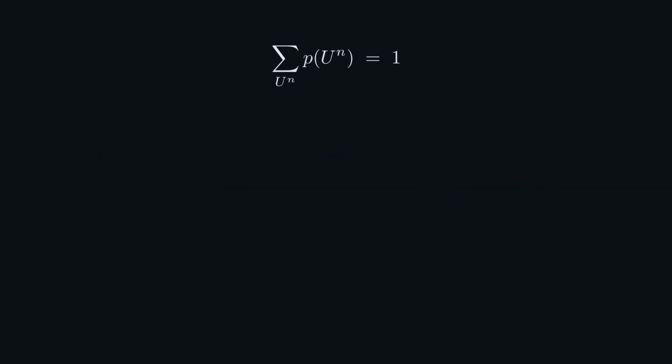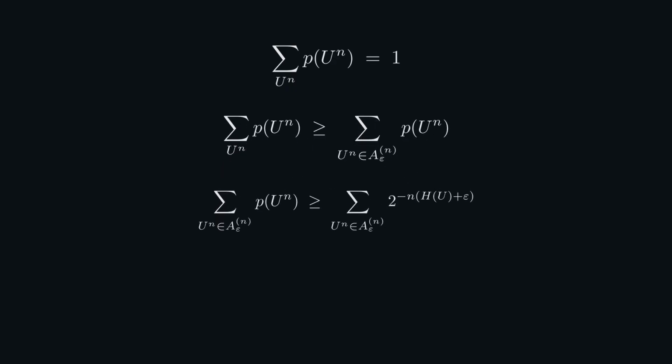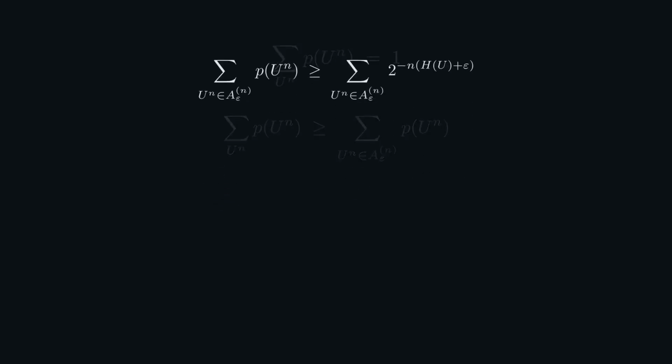We start with the identity that the sum of the probability of all sequences adds up to 1. Obviously, this sum is lower bounded by the sum of the probability of all epsilon typical sequences. We previously saw that the probability of an epsilon typical sequence is lower bounded by this decaying exponential term. We can then replace the sum with the cardinality of the typical set.